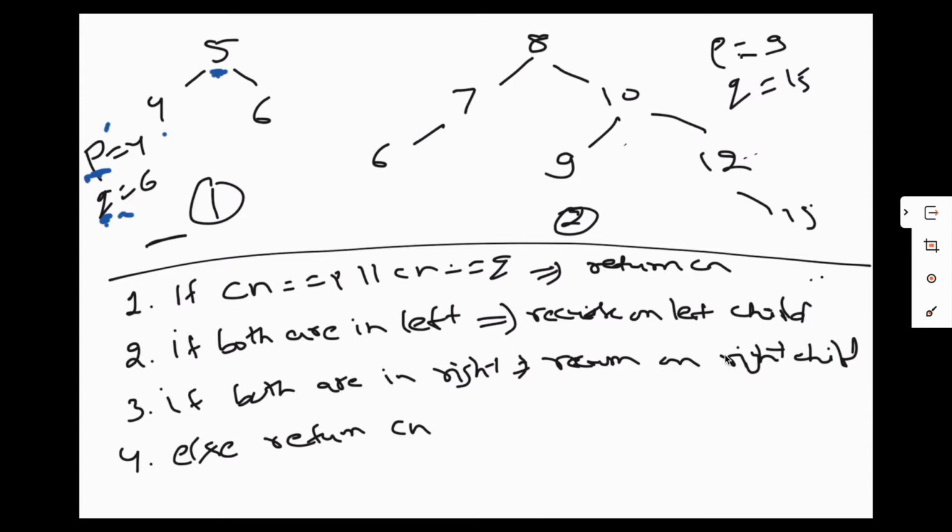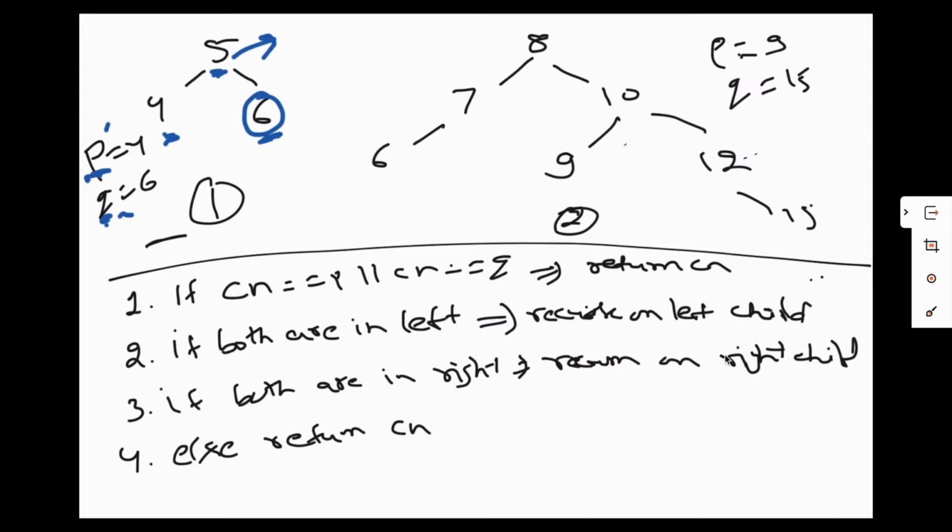In that type of scenario, we know that we cannot recurse further on the left or right side, because p and q are on different sides. So in that case, you simply have to return the current node. It can be the root node or any other intermediate node, but you can just return that node in case both p and q are on different sides of the current node. So this is the first main condition.